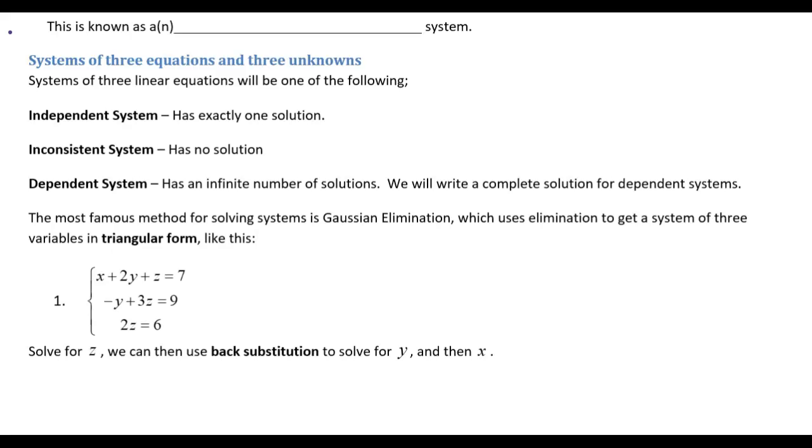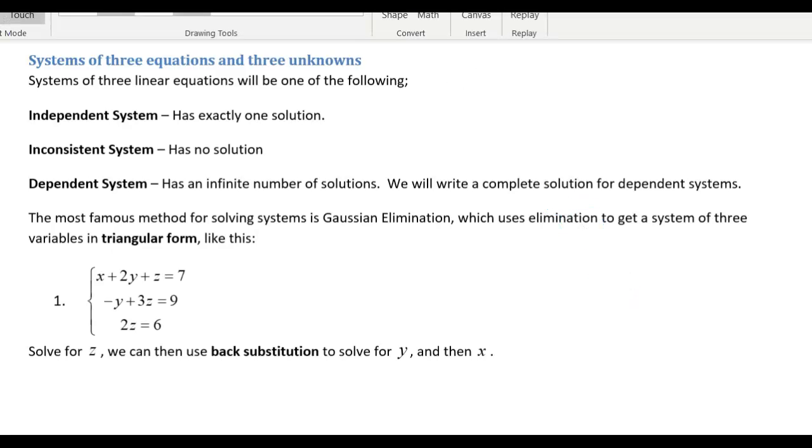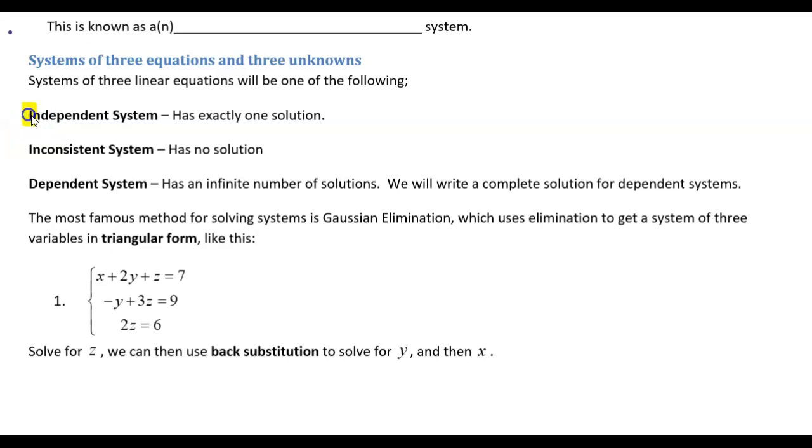Okay, so we're going to move on to our three variable systems of equations. And what you're going to see here is a lot of similar things to what we had before. You can have your independent, inconsistent, or your dependent system, okay? And the rules are the same as when you did the 2 by 2s.